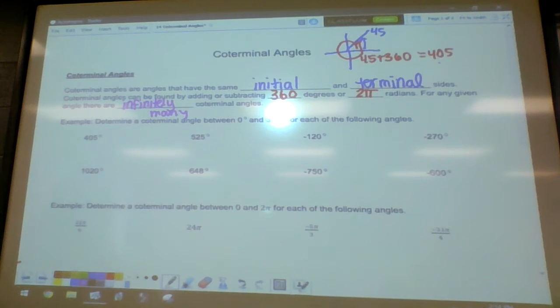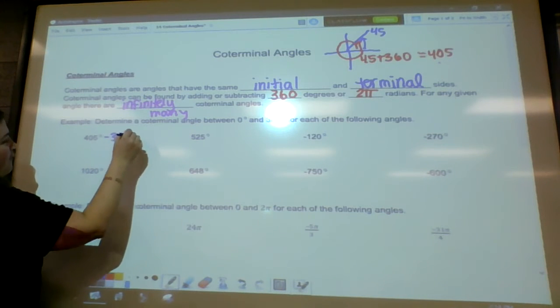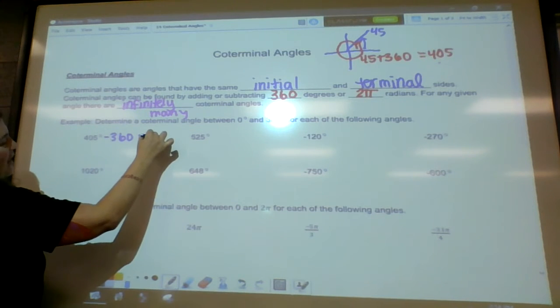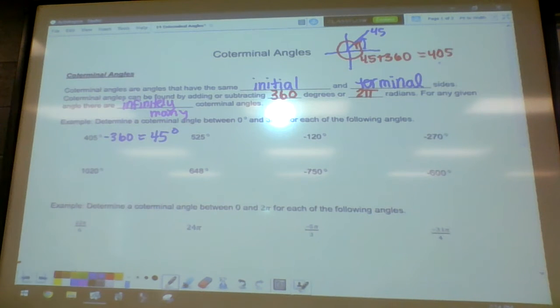Okay, so we're going to start by finding the coterminal angles between 0 and 360 for each of the following. So 405, oh man, I just did that one. So 405 is bigger than 360, right? So if you take off 360, a full rotation around the circle, you'll be left with 45 degrees. So if I ask you for the sine of 405, you can tell me the sine of 45, and they'll be the same value.